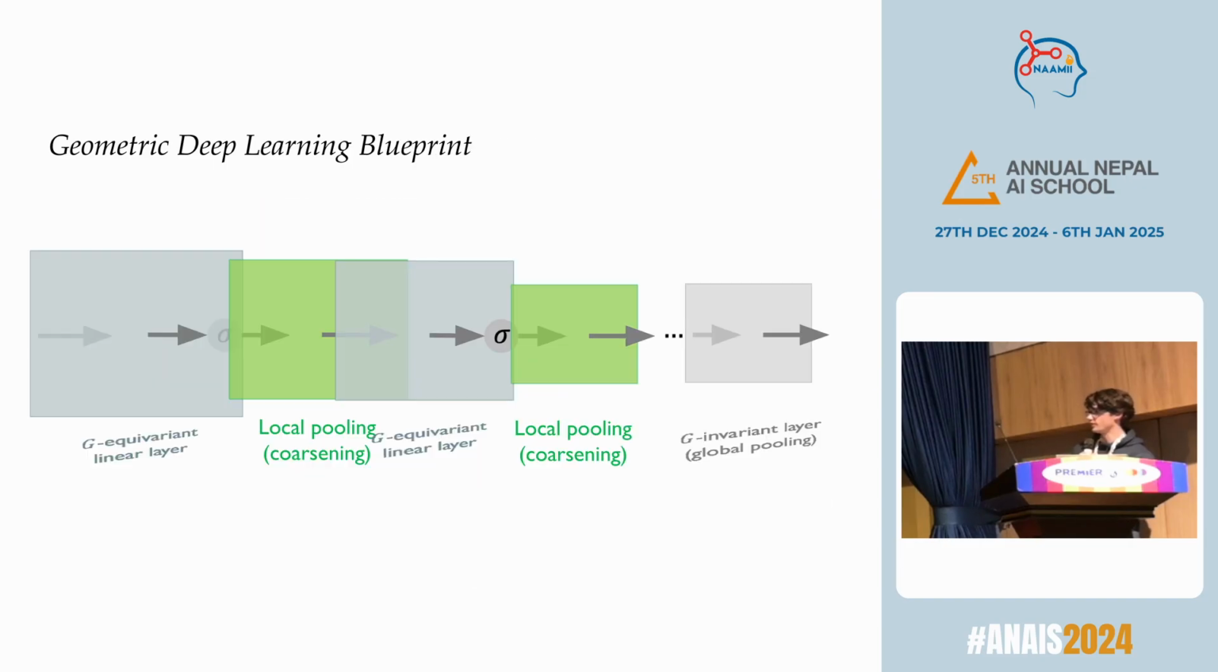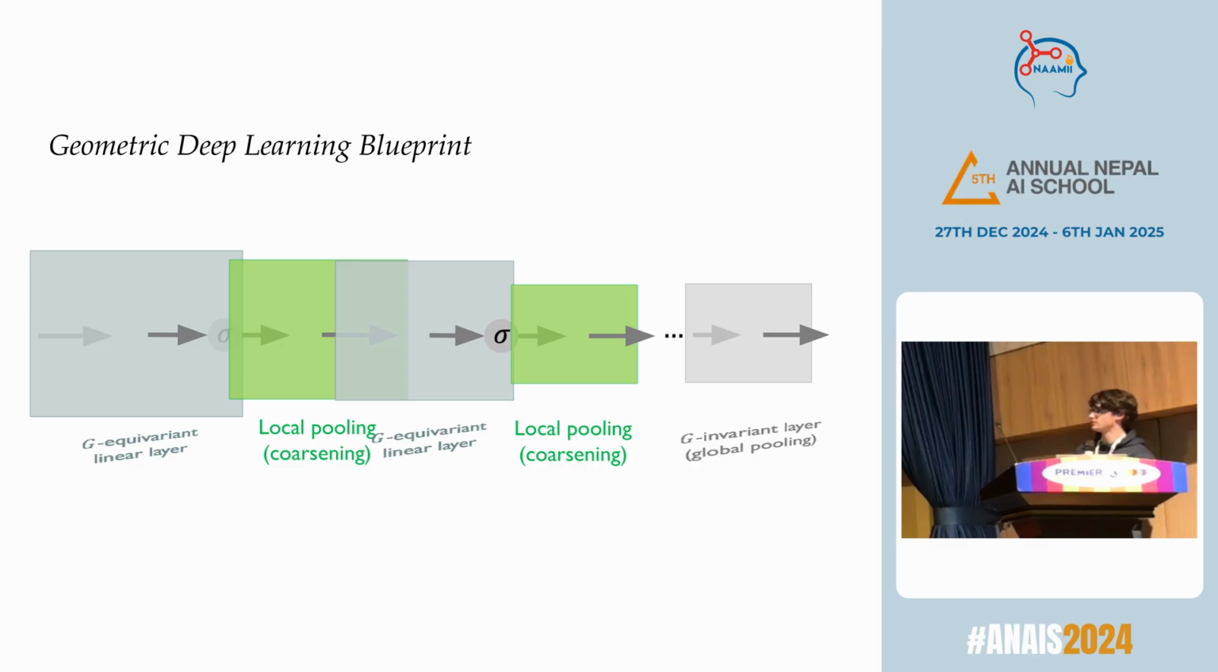So when we put everything together, imagine we have our input, right? Then we have some G-equivariant linear layer, some transformation. For instance, in the case of CNNs, it was convolving with the kernel. Then we have a nonlinear activation, for instance a ReLU. Then we have local pooling, which can be max pooling, average pooling, stuff like that. So you basically downsample the image. And then you apply this kind of structure multiple times.